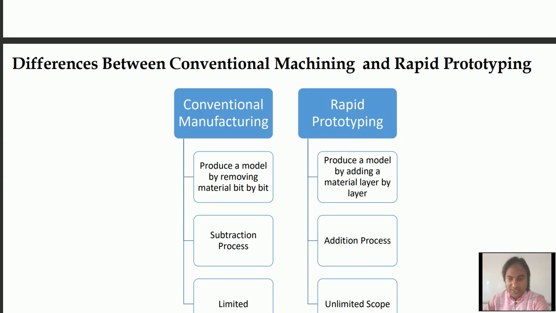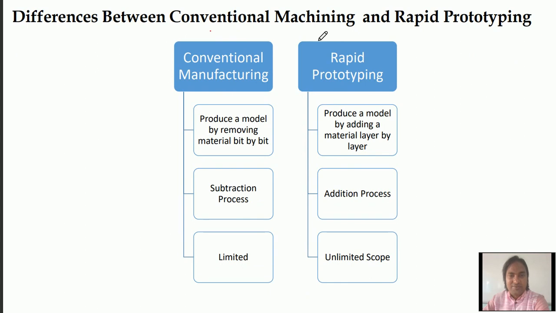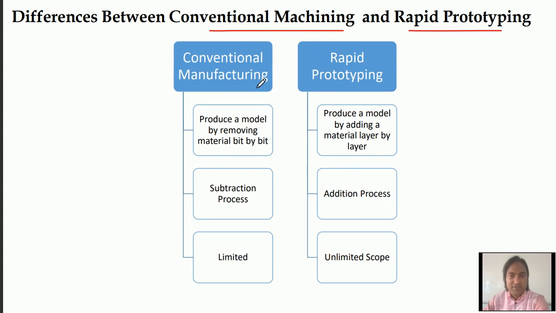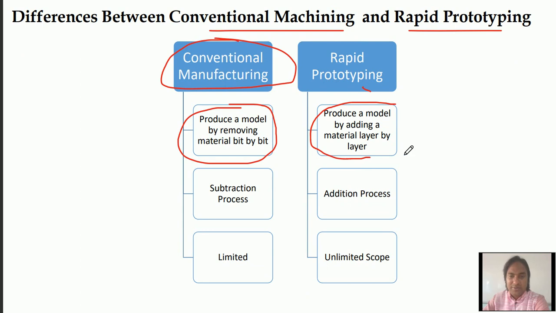So next is the difference between conventional machining and rapid prototyping. In conventional machining, we produce a model by removing material bit by bit. Rapid prototyping produces a model by adding material layer by layer. So it is the case of AM. Then this one is a subtraction process, this one an addition process, because we are adding layers. Then scope is limited, scope is unlimited.